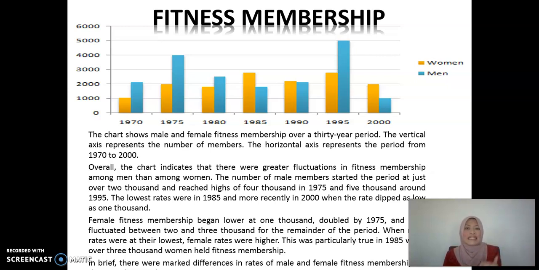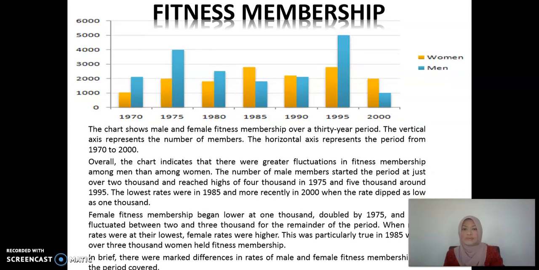Next, you have a clear conclusion. In brief, there were marked differences in rates of male and female membership in the period covered. So this is an example of technical communication. You have a clear introduction, body, and conclusion.